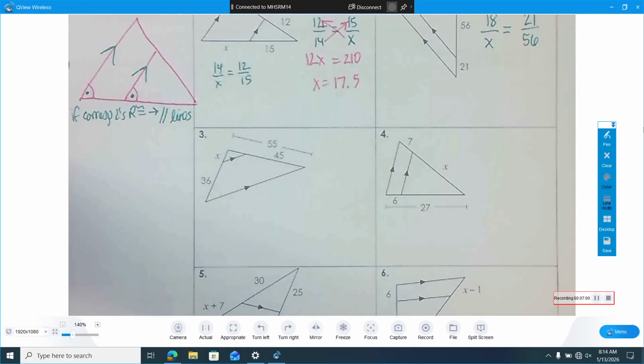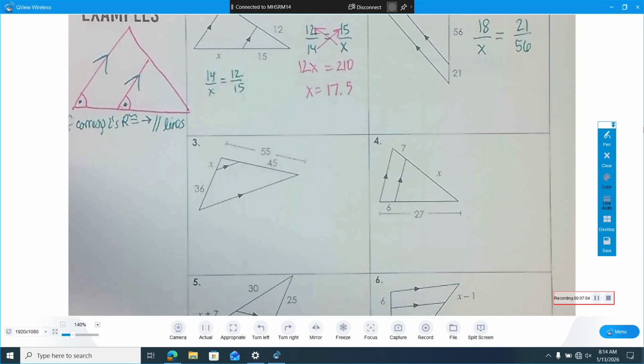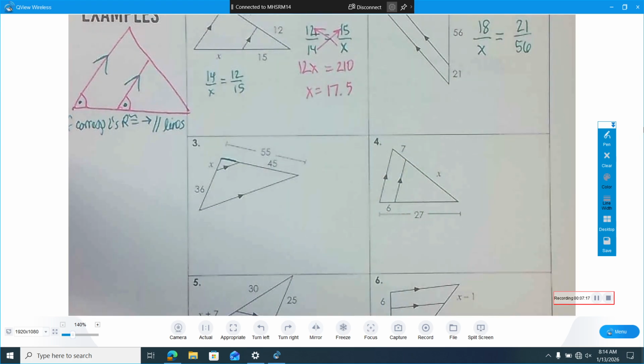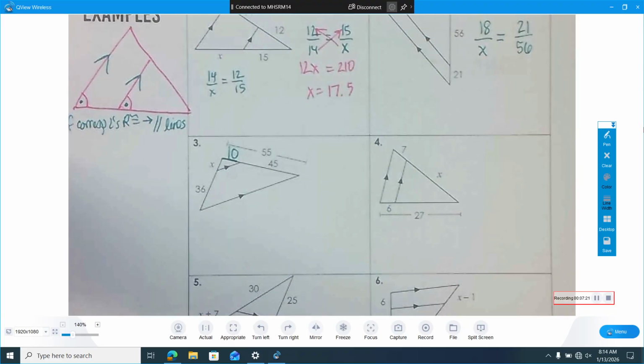Let's look at number 3. Do we have parallel lines? Yeah. Do I have all my little side split segment lengths? No. Not quite. We need to do a little interpretation here. What is this little split segment length here? 55 minus 45, which would just give me a 10 there. Perfect.